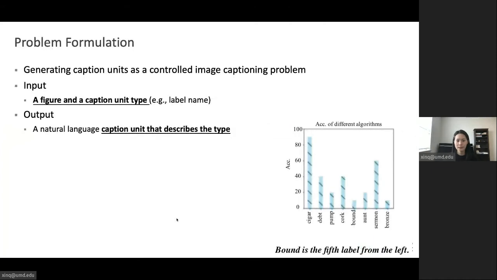Following the corpus analysis, we formulate the problem of automatically generating caption units as a controlled image captioning problem. Given the input of a figure and caption unit type, a machine learning model will generate a natural language caption unit in that type.